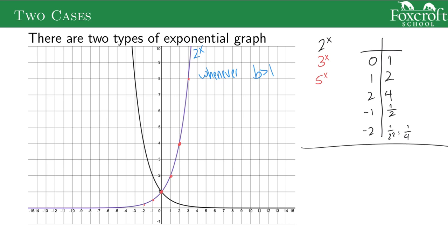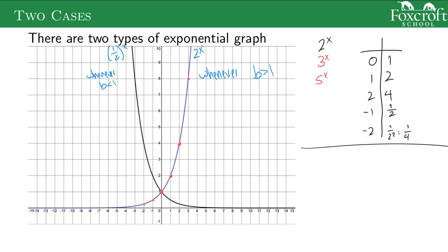It'll change and look like the black graph whenever our b value is less than 1. This graph ends up being the graph of 1/2 to the x, which is basically the exact opposite of 2 to the x. In that case, if I'm plugging in negative values, it's going to flip it to a whole number and make the values bigger. If I'm plugging in positive values, I'm going to get smaller and smaller answers.